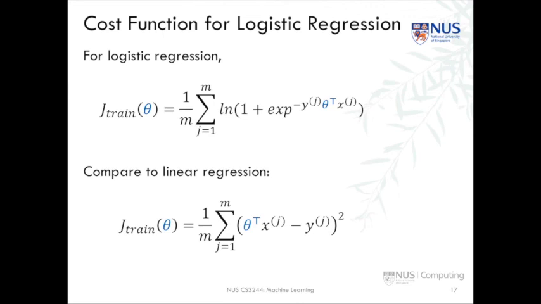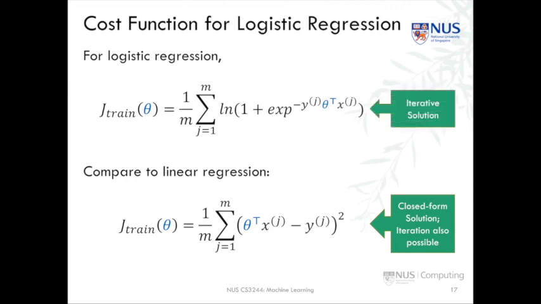We can compare these against linear regression, whose cost function we've seen before. We'll see in post-lecture that the linear regression has a closed-form normal equation that we can associate with it. But the logistic regression doesn't have a nice closed-form solution, and we're going to use iterative algorithms for solving the problem of finding the optimal set of weights.